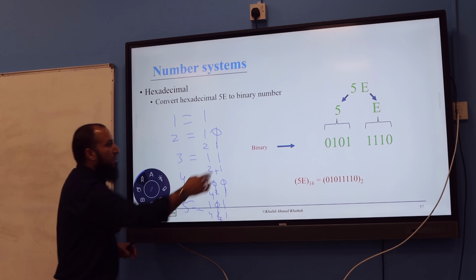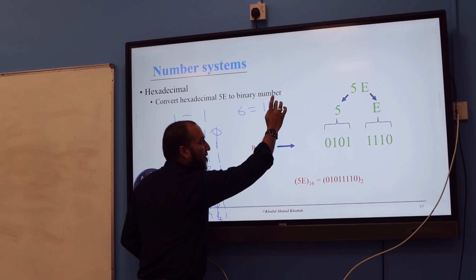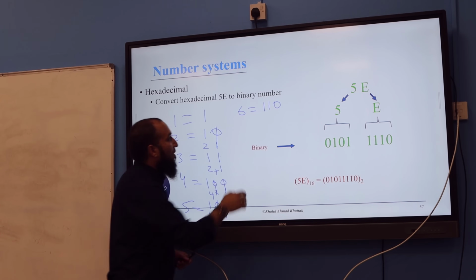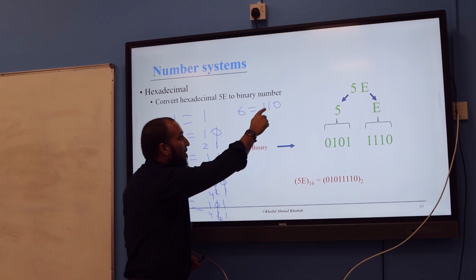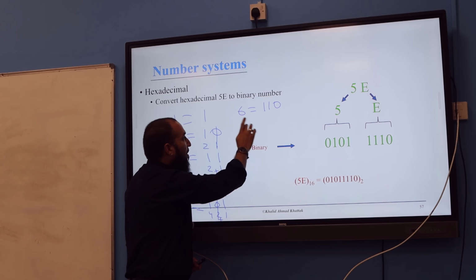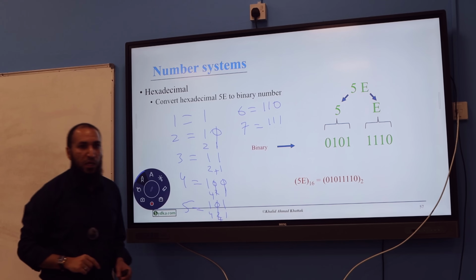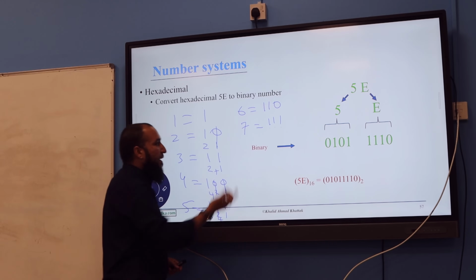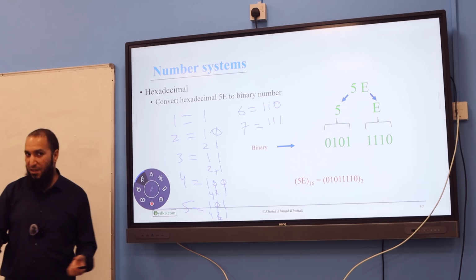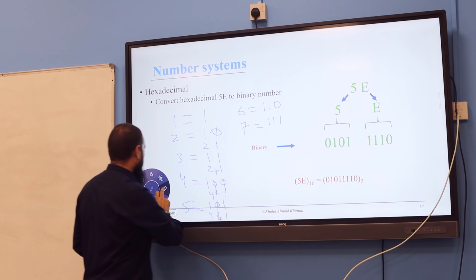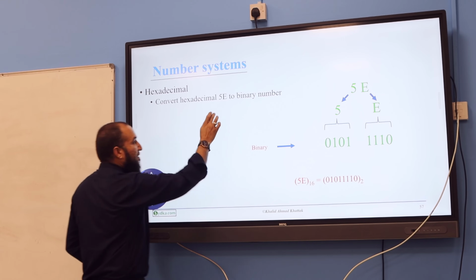And then 6, what do you do with 6? 1, 1, 0. If you say 1, 1, 1, that's 7, because that means 1 plus 2 plus 4. But here, 0 plus 2 plus 4 is 6. 7 is 1, 1, 1, so 1 plus 2 plus 4. Okay? Then 8 is 1, 0, 0, 0. You don't say one thousand in binary, we say 1, 0, 0, 0. Okay, that's the difference. So you should remember this one.